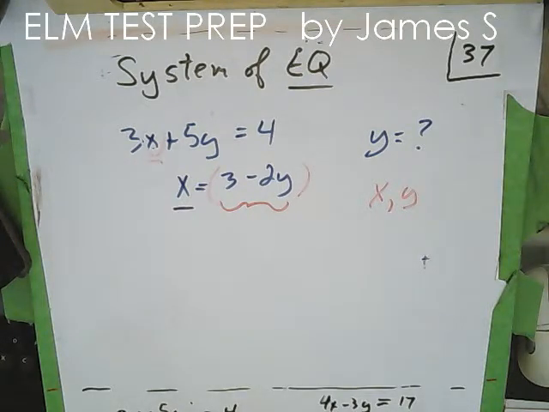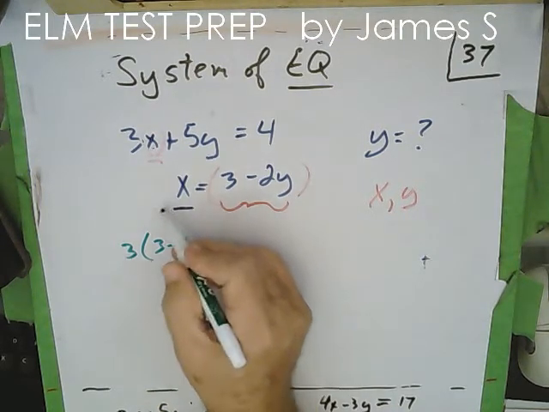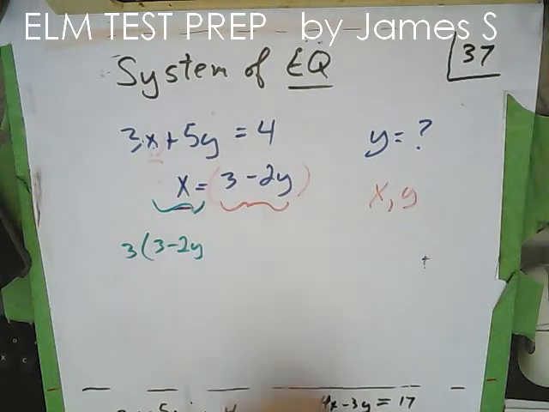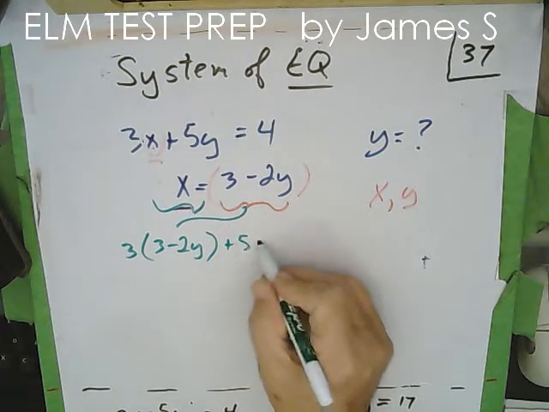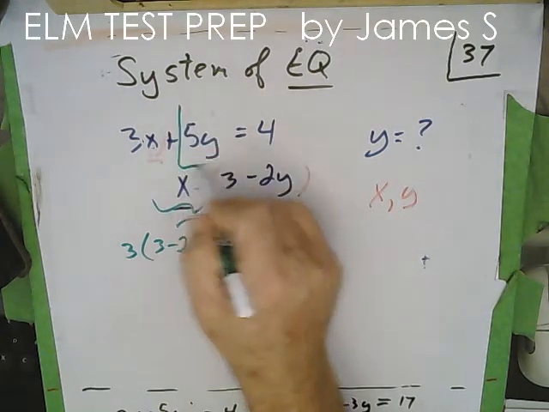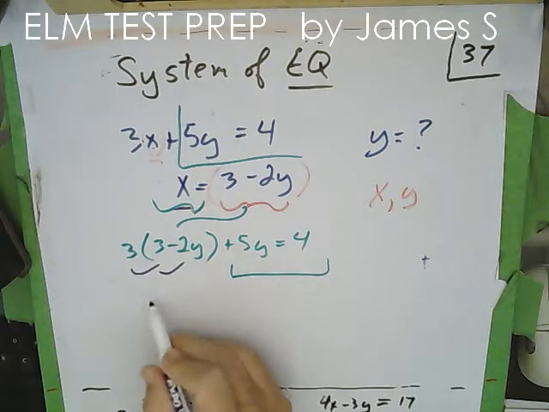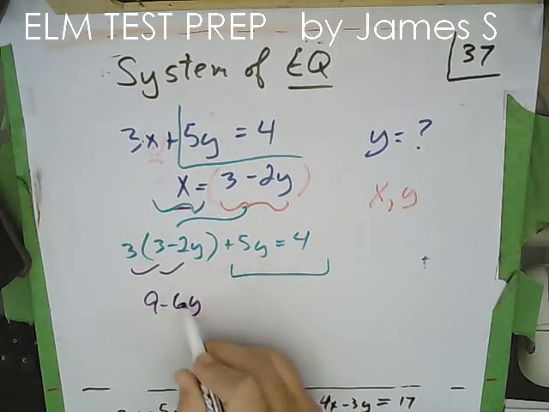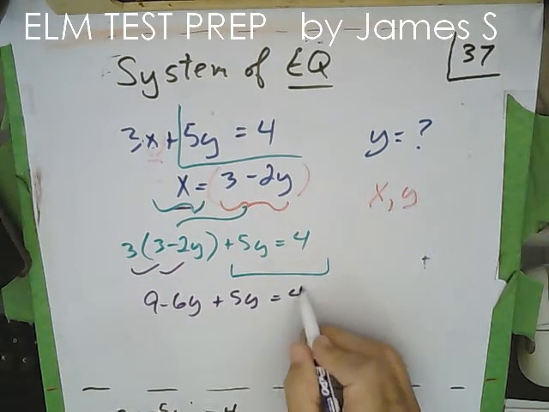So 3 times (3 minus 2y), there's my x value, and I substituted it right in there. Then I have my plus 5y equals 4. Now I did not change this part of the equation. All I did was substitute in for the x, and so even though it looks different, I have not really tampered too badly with this. So I'm going to distribute this: 9 minus 6y, minus times the plus is a minus, plus 5y equals 4.